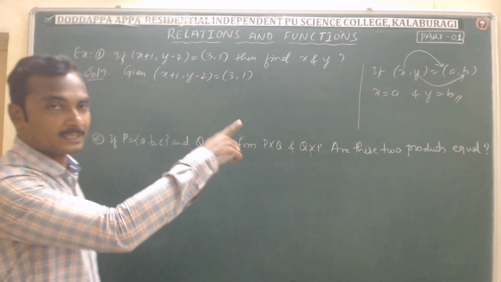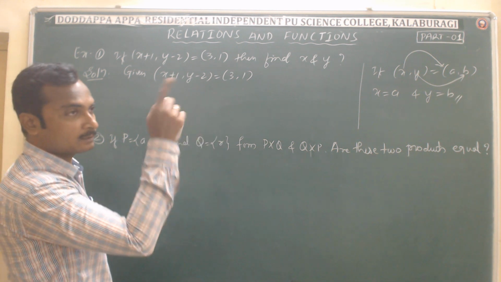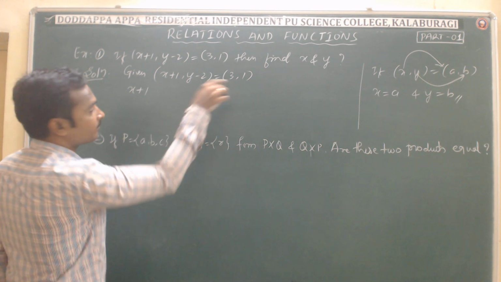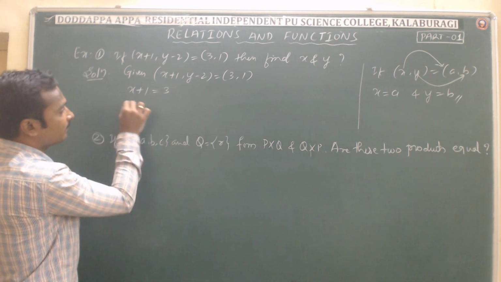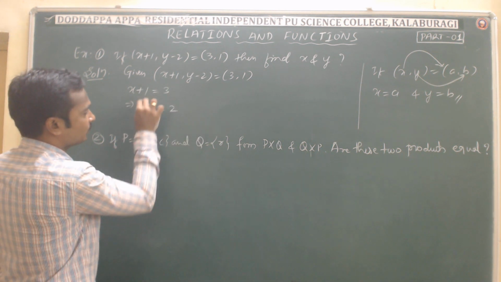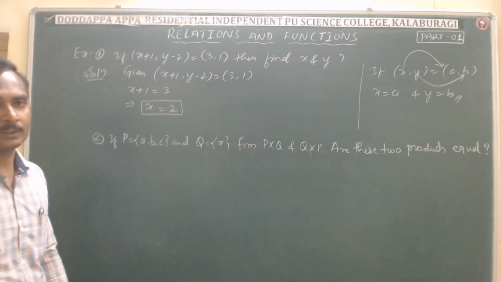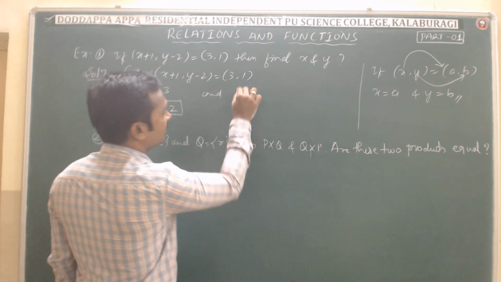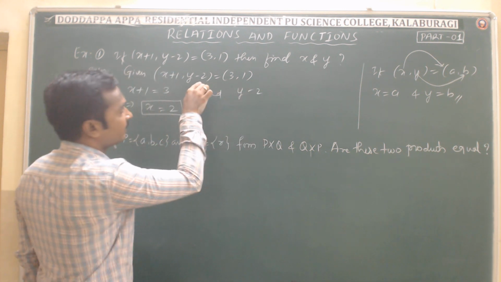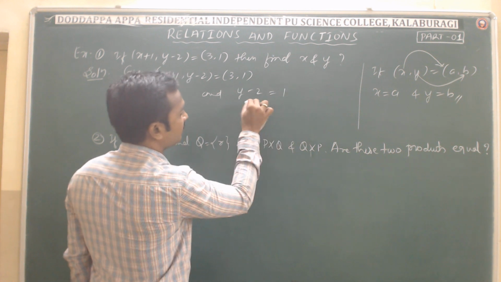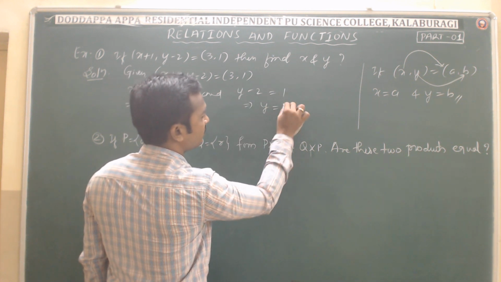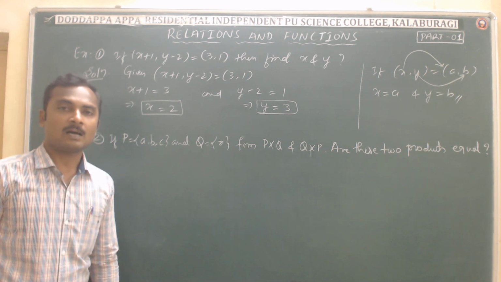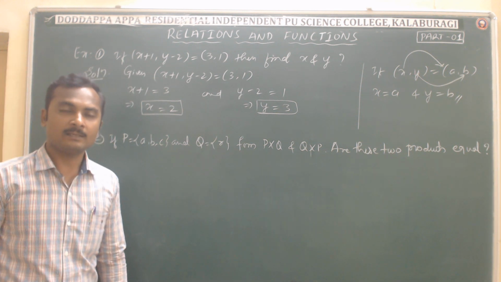So let us follow the same rule here. According to that definition, the first element of the first ordered pair is x + 1, which must equal 3. That implies x = 2, since 3 minus 1 is 2. And according to the definition, the second elements are equal. y - 2 is the second element here, and there y is 1. That implies y = 1 + 2 = 3. Therefore, x = 2 and y = 3 are the values which suit the ordered pair elements.